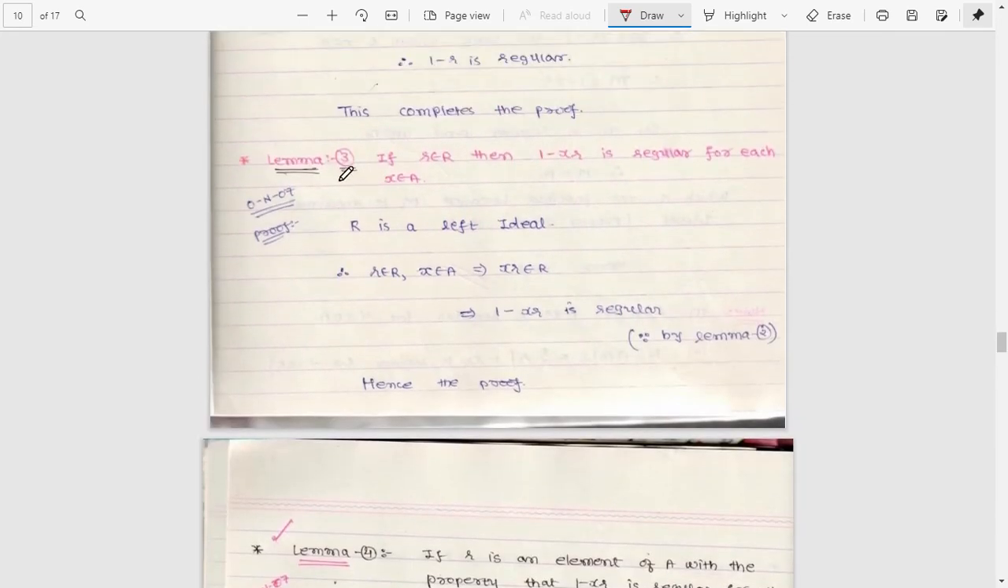Lemma 3: if r belongs to R, then 1 minus x into r is regular for each x belongs to A. Let R be a left ideal, so r belongs to R and x belongs to A implies x into r belongs to R, implies 1 minus xr is regular by lemma 2. Hence this completes the proof.